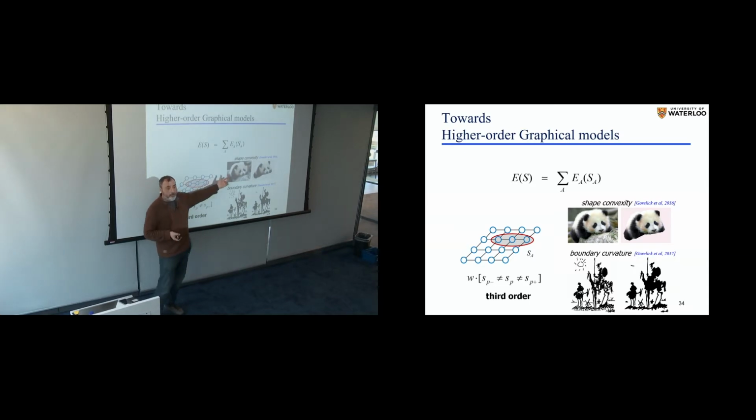For example, if you want to enforce convexity of your shape, you need, for any 3 points on a line, to make sure that if this point is 1 and this point is 1, then 0 is not allowed in the middle, because that's a violation of convexity. Directly from the definition of convexity, you can say this triple clique can work. Not necessarily nearest neighbors, but triple cliques could do this.